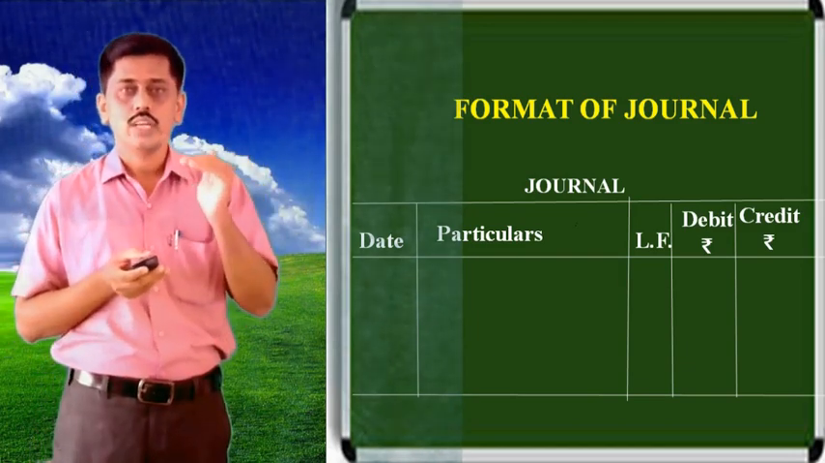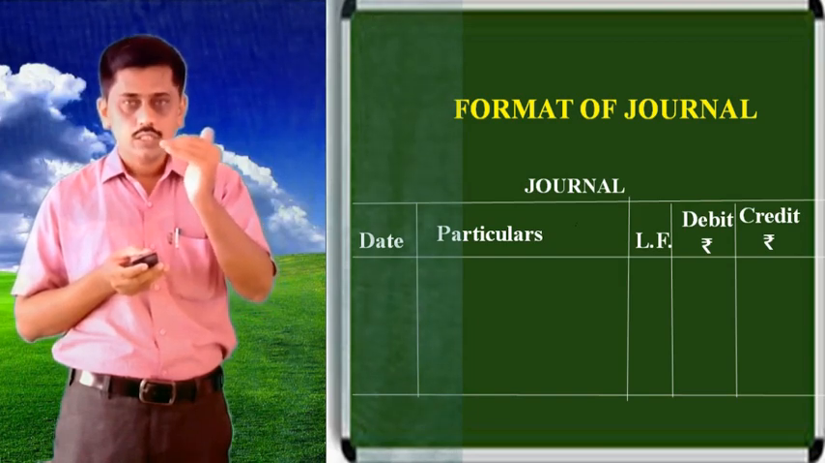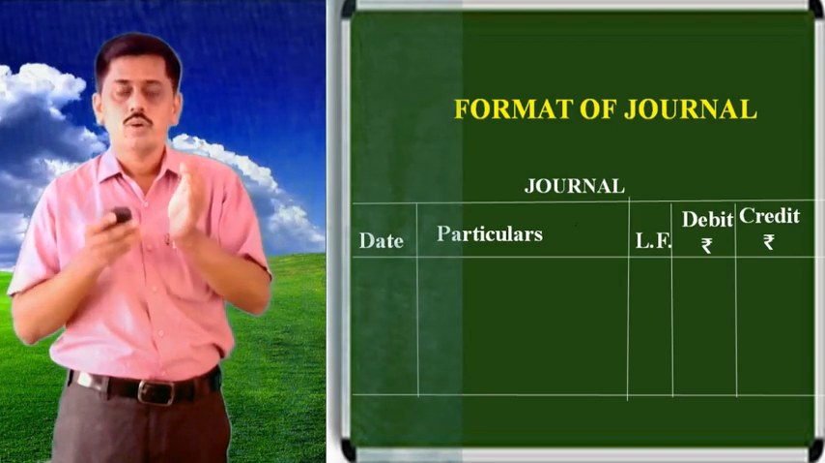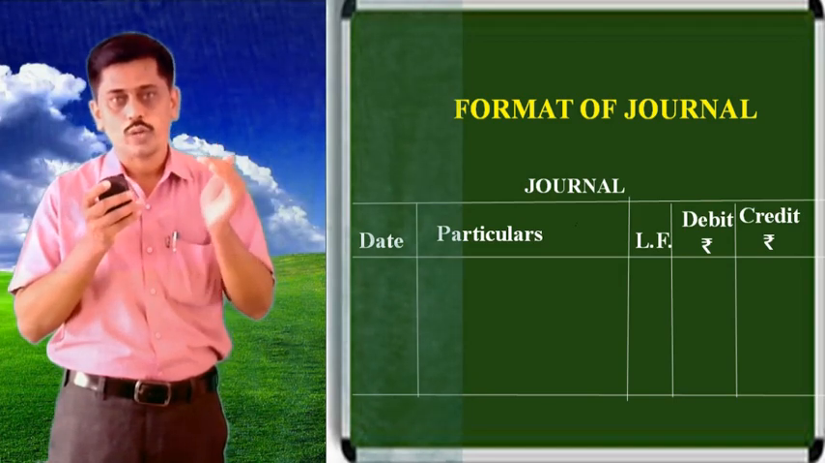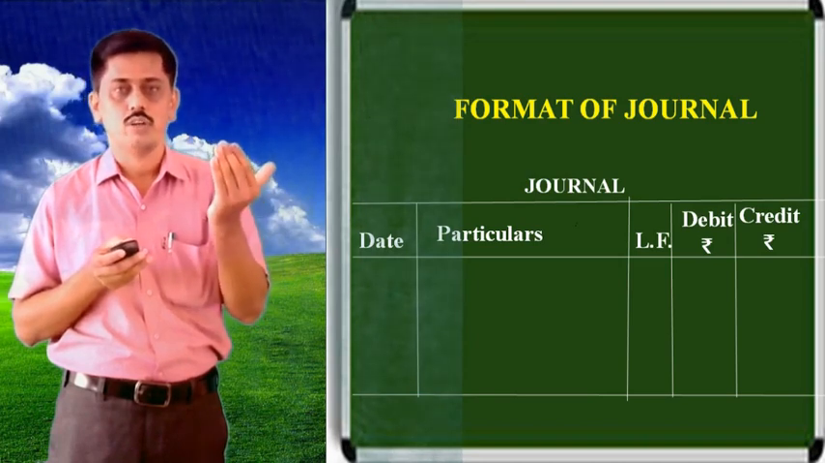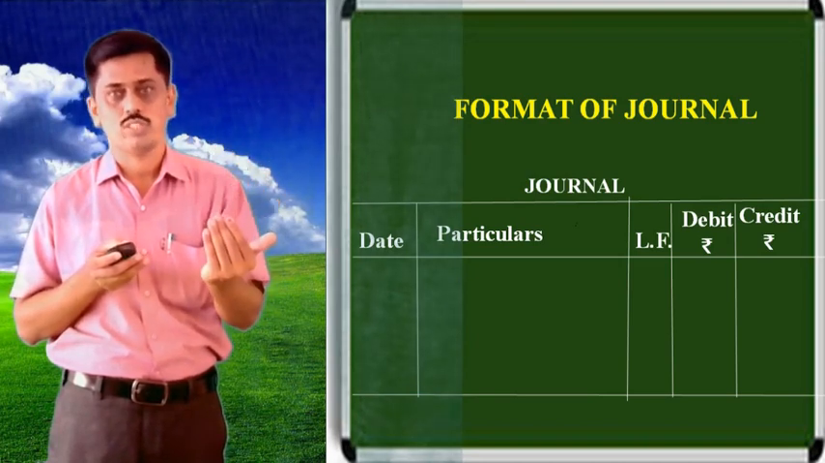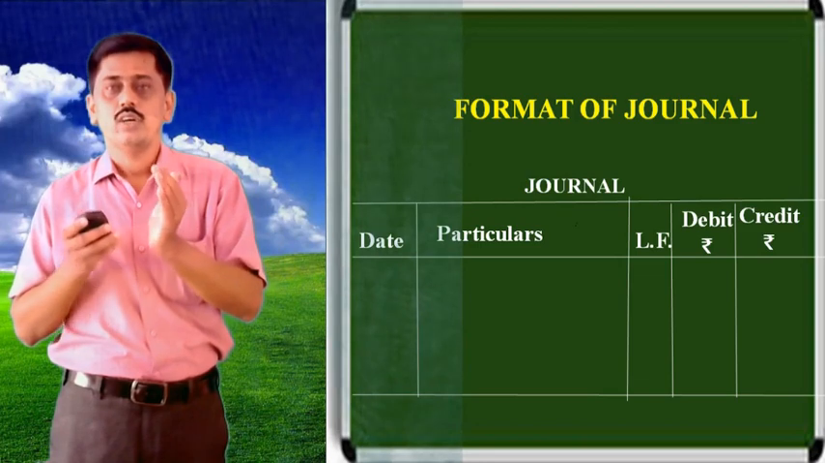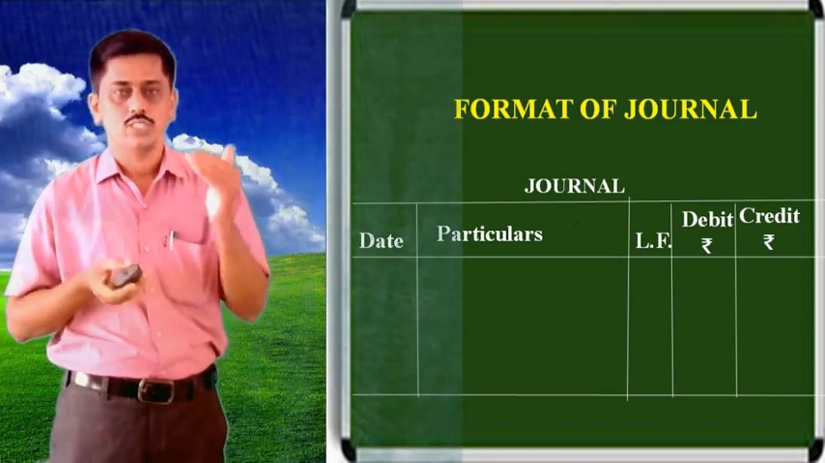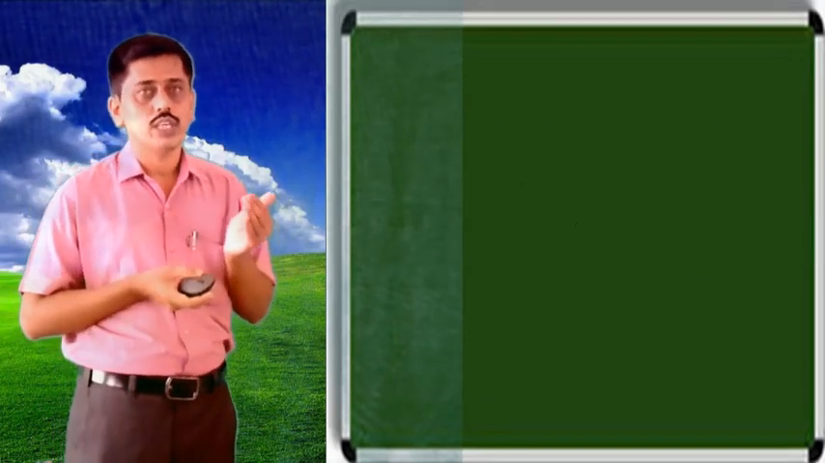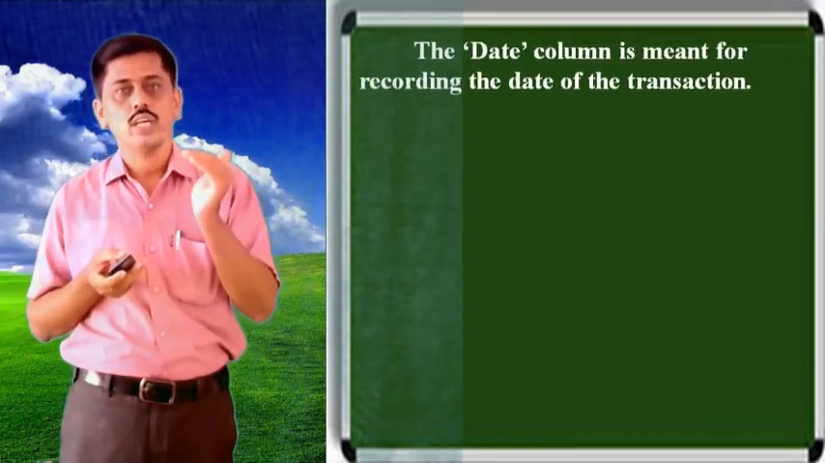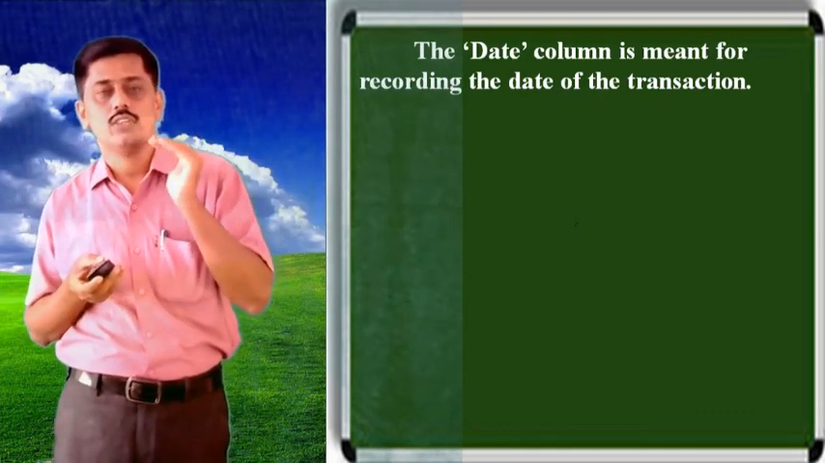Okay. Now let's see why these columns are used, or what we are supposed to write in a particular column. Date column. Why date column is meant for? Why particulars column is to be used? And why ledger folio column? Why debit column? Why credit column? Let's see now. The first column is date column. You know, the date column is meant for recording the date of the transaction.